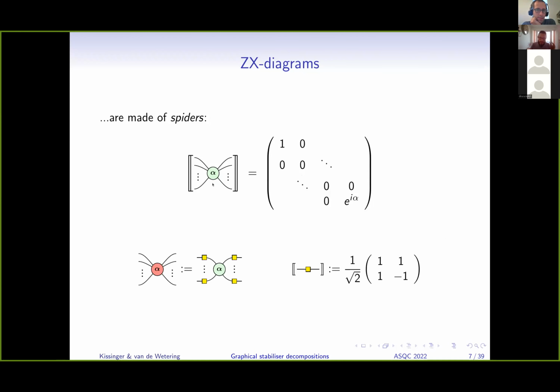Now, as soon as we have green spiders, we have red spiders just by a change of basis. So if I conjugate the whole thing by Hadamards, then I get the red spider. And using these two things, I can actually build any quantum circuit. So I have a language which is universal for quantum computing.